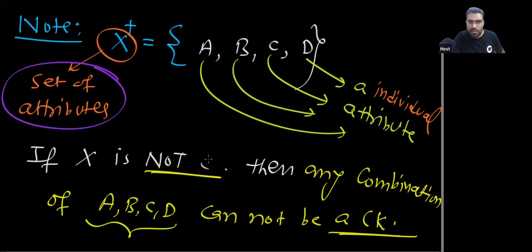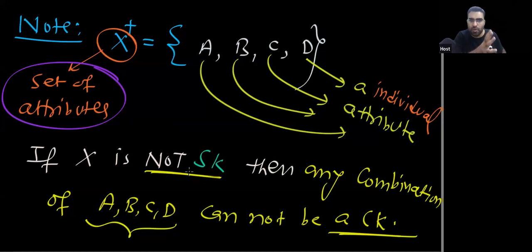So here, in simple words, I can say that if X is not a super key, actually I should say super key. Here I should say super key, because candidate key is minimal. There is a minimal condition also. Okay, let me correct myself, I should say super key, because candidate key is minimal. There is a criteria for minimal.